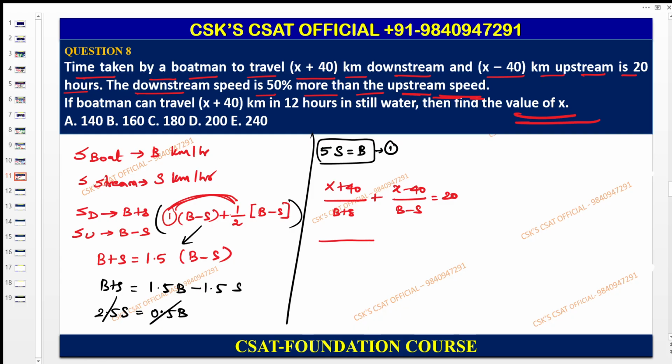Now what has been provided here? The time taken by the boat to travel this much distance downstream, what is the downstream speed? b plus s. Then this much distance upstream, b minus s, which is equal to 20 hours. Now cross multiply this one, or else you can substitute the b value here itself. That is also completely fine. Here b is equal to 5s.